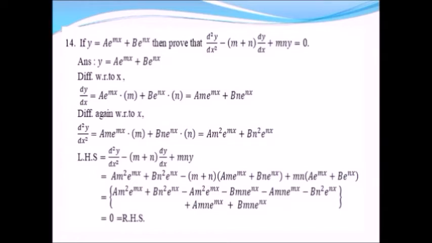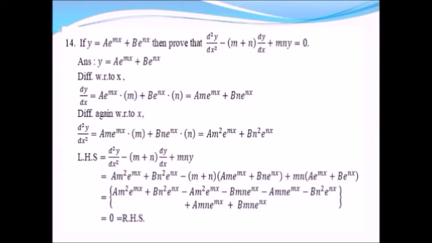First I am calculating dy by dx and d square y by dx square. Then I am substituting these values in the left side of the equation and proving left hand side is equal to right hand side. Means substituting the values in the left hand side, that is d square y by dx square minus m plus n into dy by dx plus mn into y, and proving that it is equal to 0.